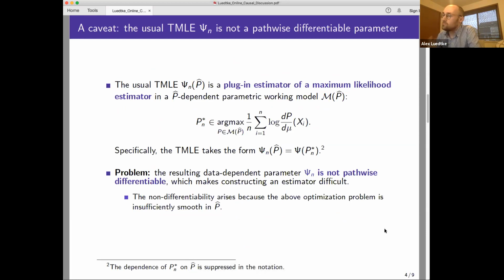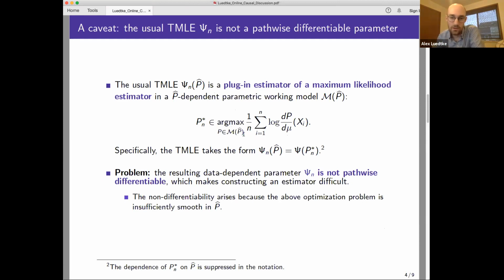Okay, so maybe just a caveat, because this turns out to be important for a discussion point that I'll conclude with. So the usual TMLE, if we think of this psi n of P hat algorithm, is a plug-in estimator of a maximum likelihood estimator. And so what we do is we plug in, so our final TMLE is just psi of Pn star. Pn star is some estimate of P naught. And the way we get to Pn star is we just fit a maximum likelihood estimator within a particular model.